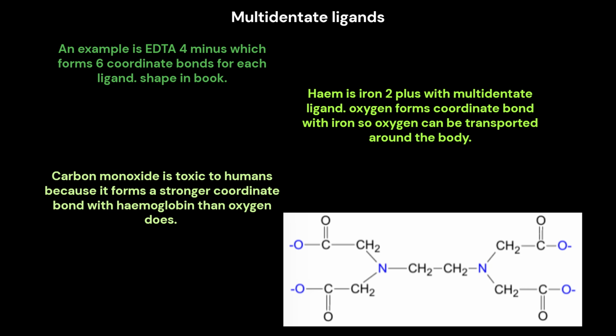Oxygen forms a coordinate bond with iron, so oxygen can be transported around the body. Carbon monoxide is toxic to humans because it forms a stronger coordinate bond with hemoglobin than oxygen does.